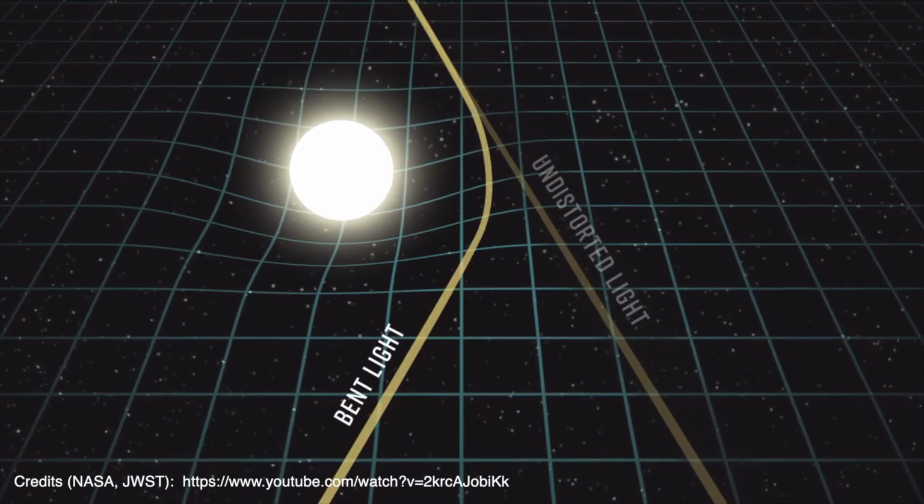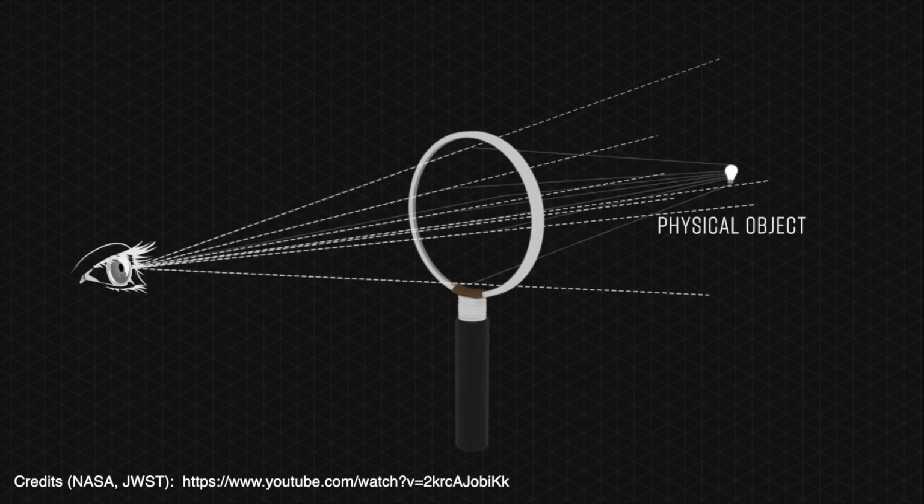For example, a massive galaxy. So this massive object acts like a lens. A big lens. Gravitational lens. So essentially, we can see an object even though it is behind another object.